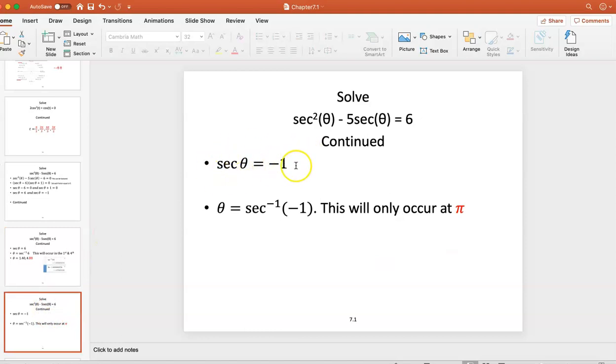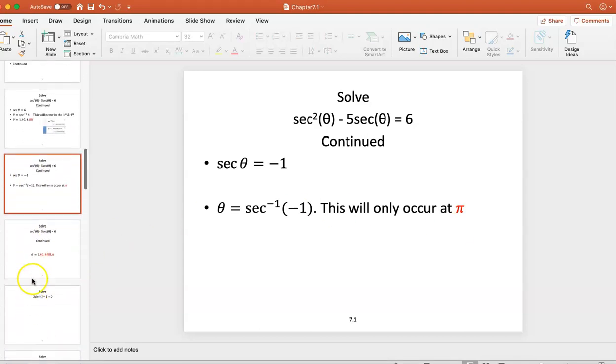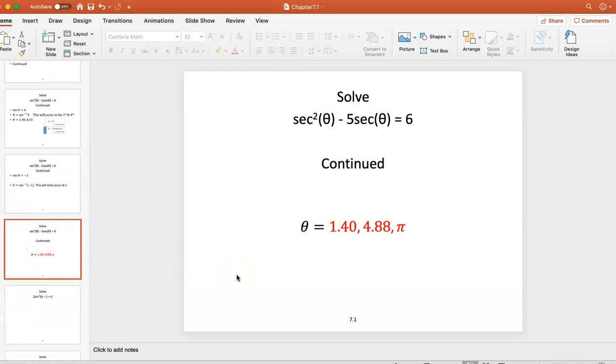Okay, now the other part of that is where the negative 1 is. So inverse secant of negative 1, this would have to occur at pi, because secant, remember, is r over x, so that's 1 over negative 1. And x is negative 1 at pi on the unit circle. So this would be all your answers listed: 1.40 and 4.88, and then pi.